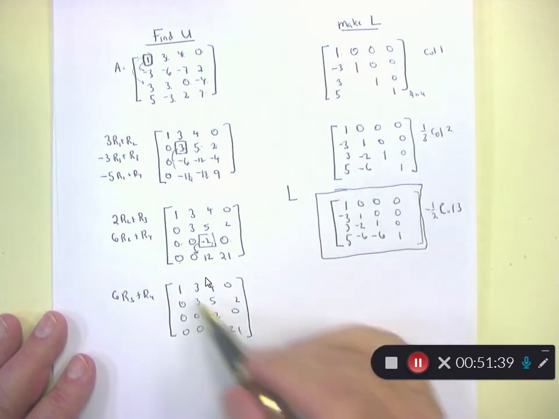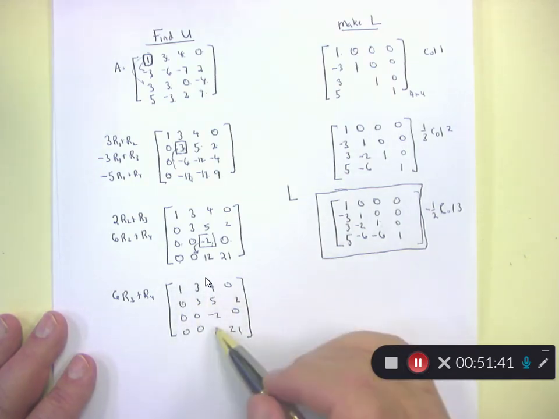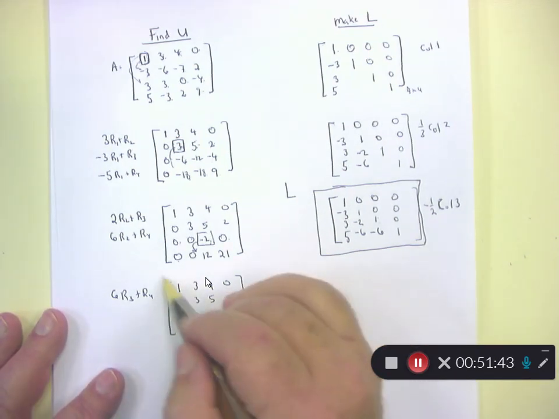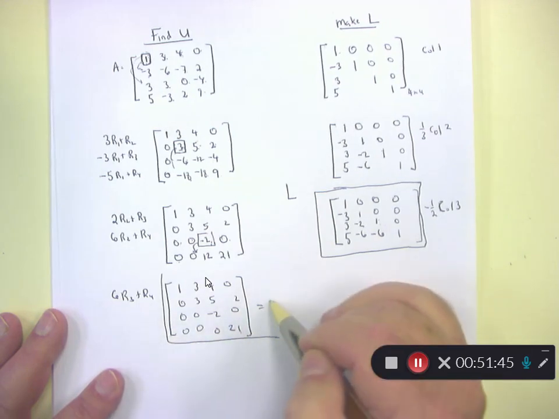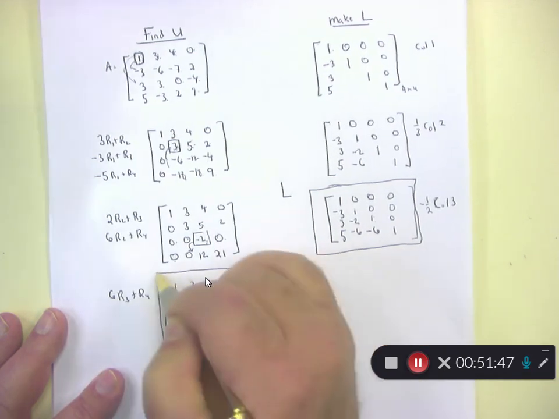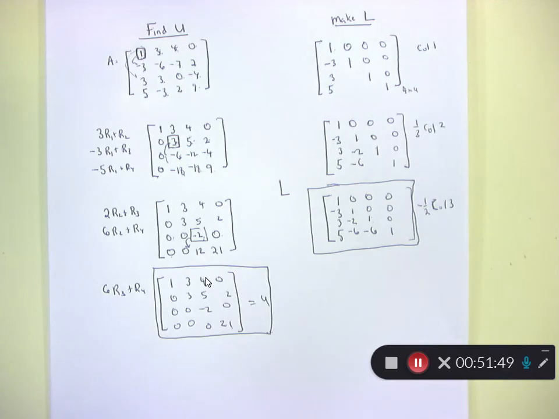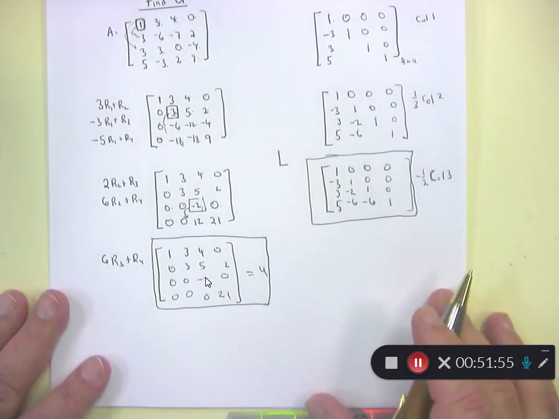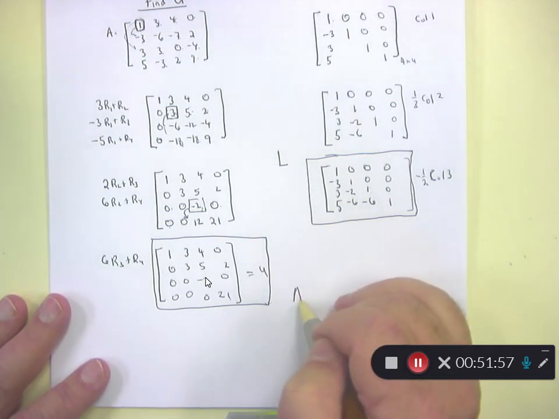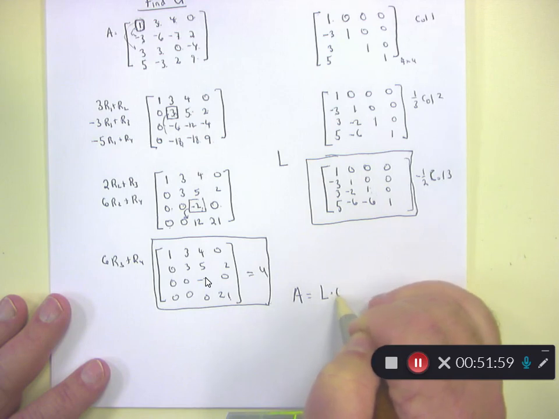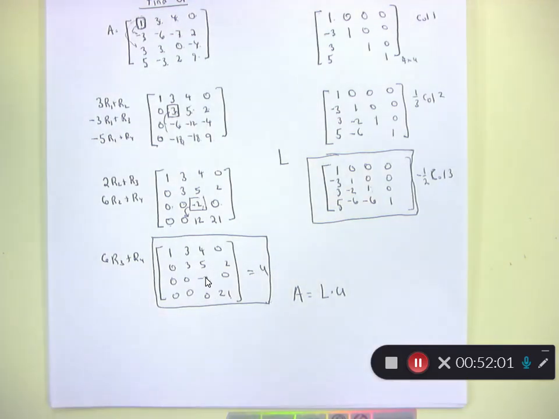And once I've got that, it's upper triangular. This guy right here is my U. And then, of course, we're going to verify. Okay? And how do I verify? A has got to be equal to L times U. You just want to double check that.